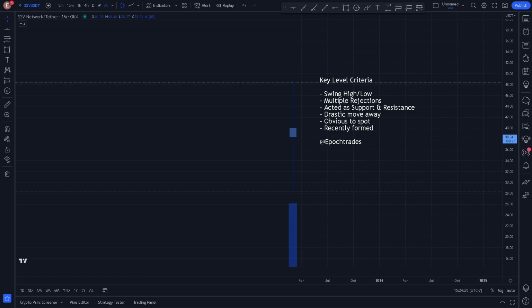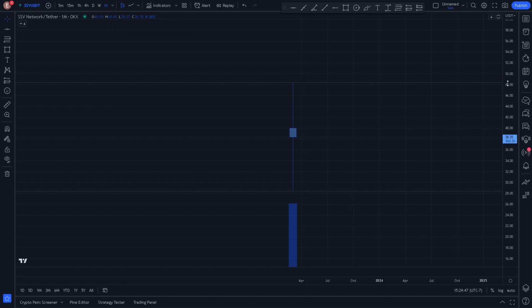Today we're going to be covering key levels on the monthly and weekly time frame for SSV network. So, as always, our key level criteria: we look for swing highs and swing lows, multiple rejections, acted as support and resistance, drastic moves away, obvious to spot, and recently formed. So, let's go ahead and hop right in.